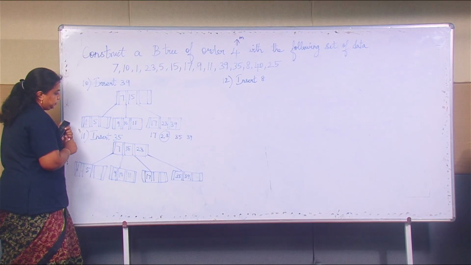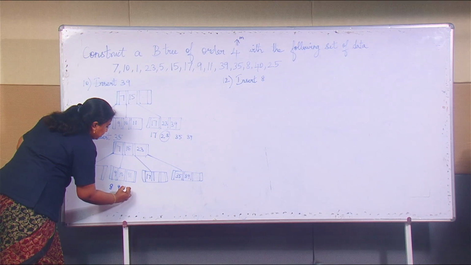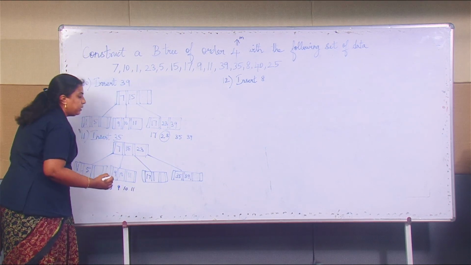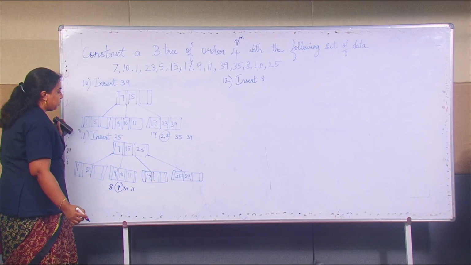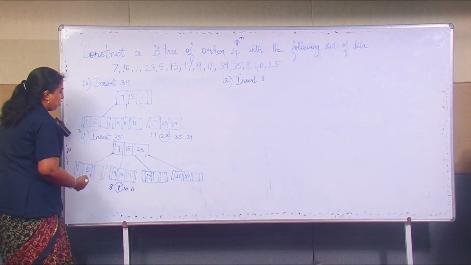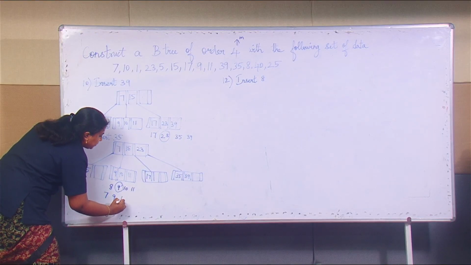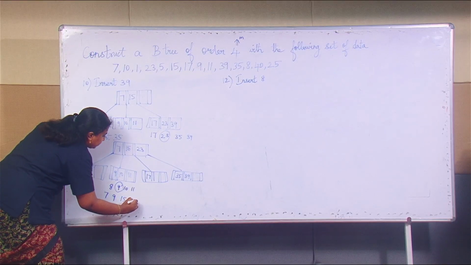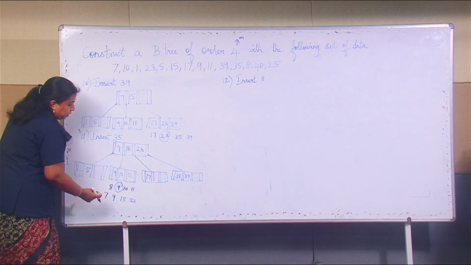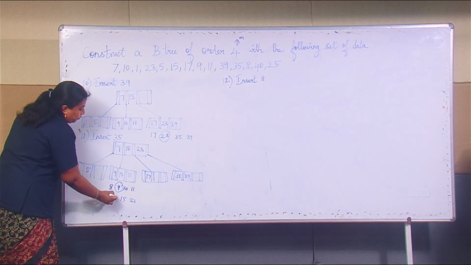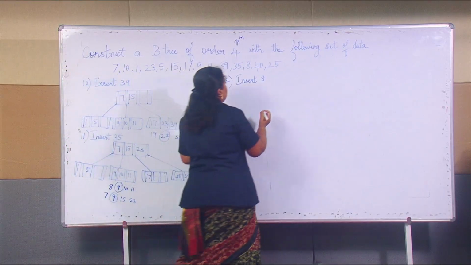So it will be 8, 9, 10, 11, and the middle element will be 9 because we are going with the left middle element. So 9 has to be moved to the root node. Now 7, 9, 15, 23. Okay. So here, since there is no space, find the middle element, leftmost middle element. Again 9 is moved to the root node.